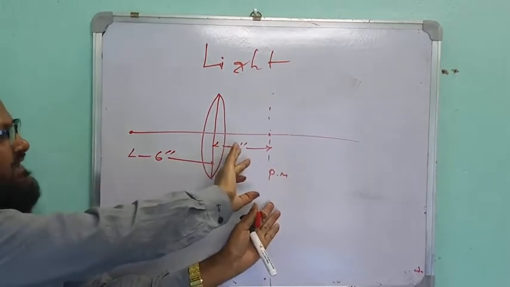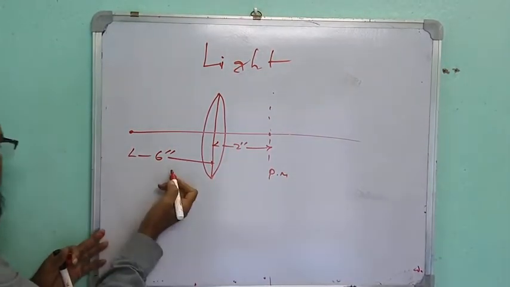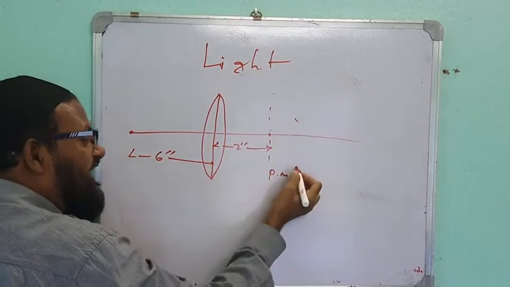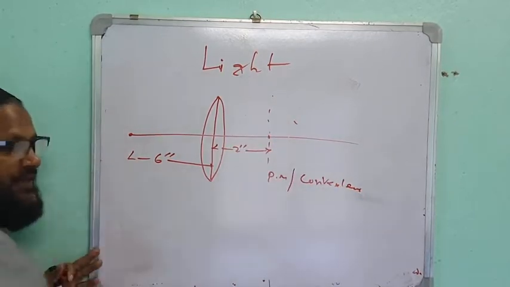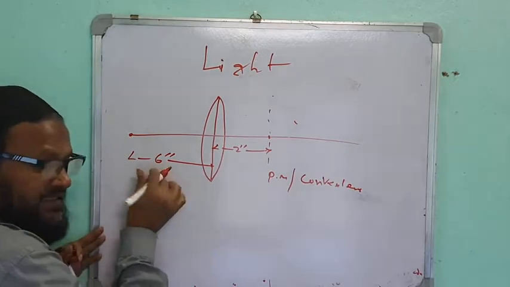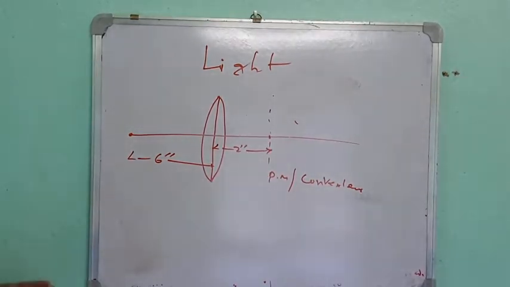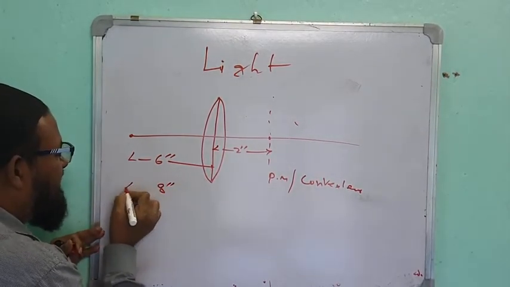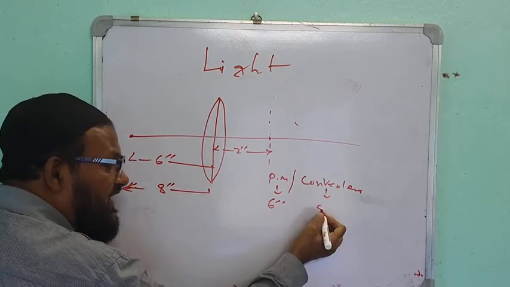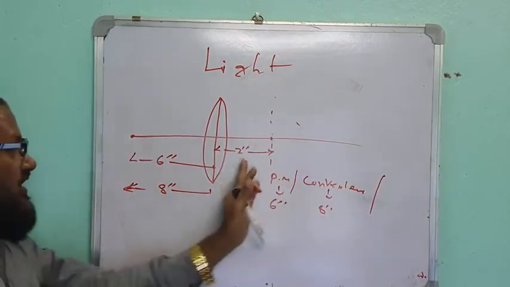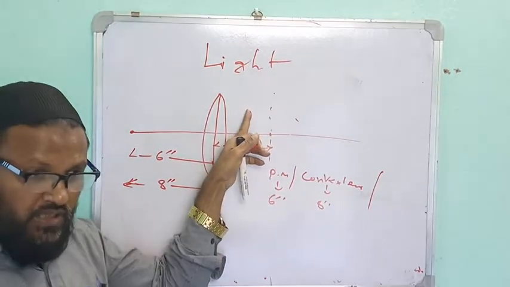Next. This plane mirror is removed. This is 6 inch. Next, a convex lens is placed. This distance is 8 inch. When the convex lens is removed and a concave lens is placed, convex is removed, concave is placed.